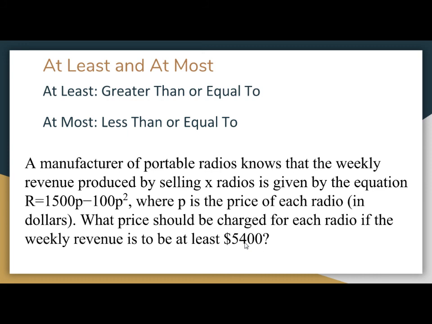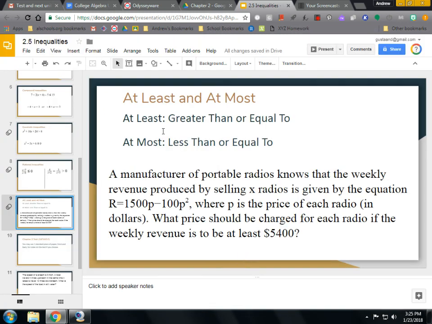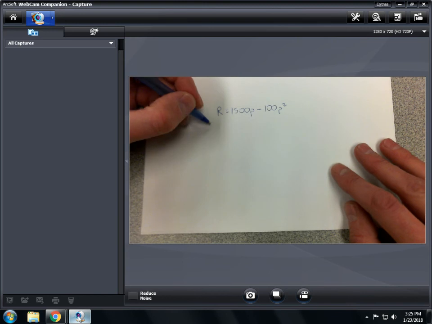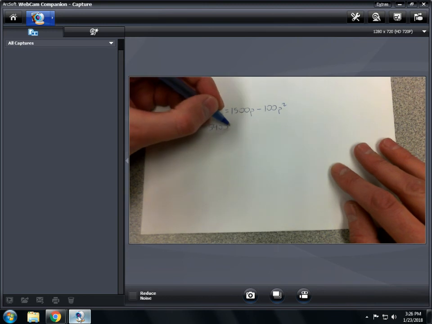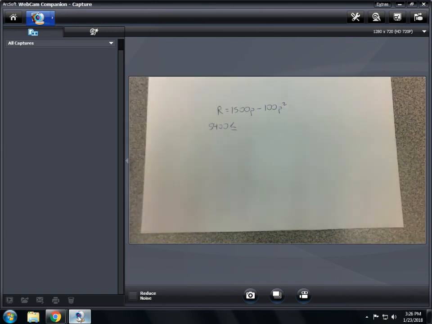So let's work this problem out. I've got my equation. Revenue is 1,500 times the price minus 100 times the price squared. And I want the revenue to be at least, so greater than or equal to, 5,400. It'd be fine if the company made $7,000, but at least $5,400. It's okay if they make more than 5,400, but they can't make less. So 5,400 has to be the bottom, the lowest amount.